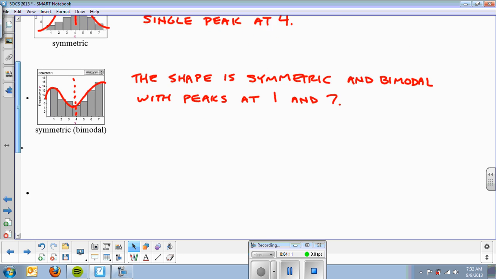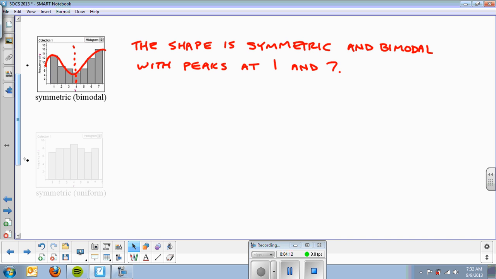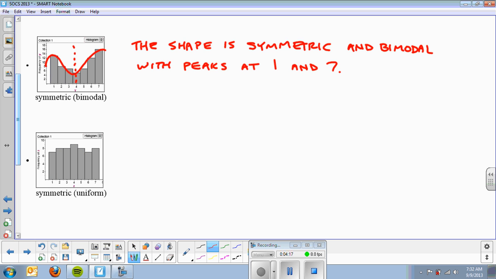All right, the next one is symmetric but uniform. Again, these all are the same on the left and the same on the right. I'm just going to say here the shape is uniform. Think about school uniforms, everybody looks the same. In this case, there's roughly the same amount of all numbers. So that's what a uniform shape looks like.